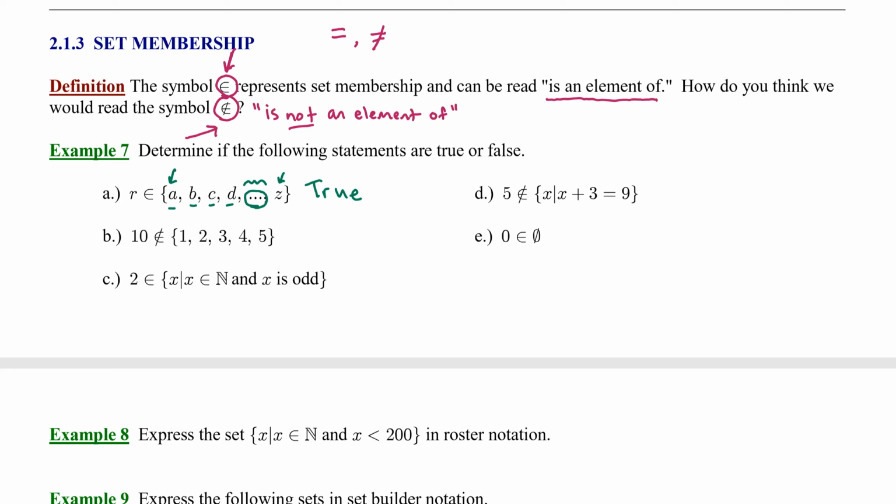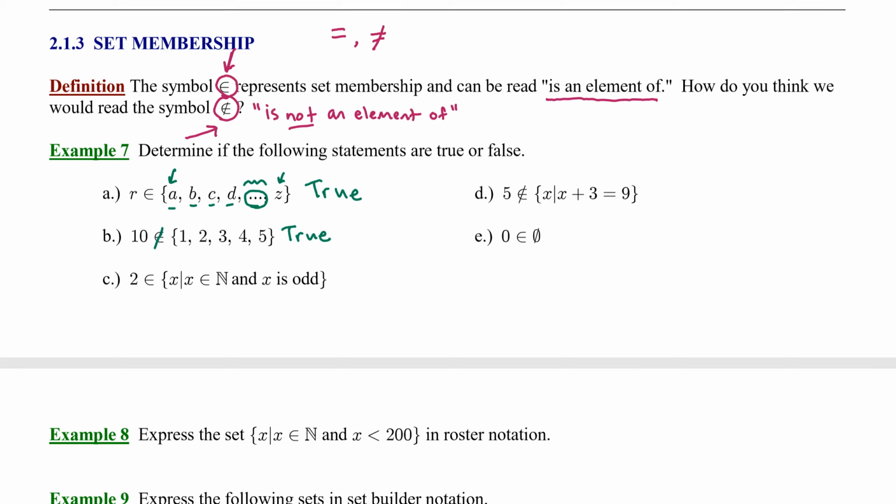Let's look at the next example. 10 is not an element of the set containing elements 1, 2, 3, 4, 5. Notice that is a finite set given in roster notation. There's only 5 elements, and 10 is not one of them. So this is a true statement.